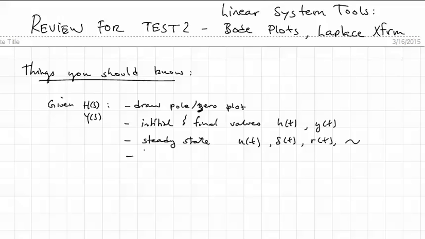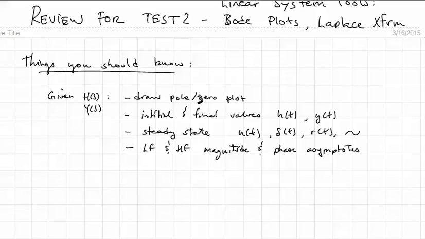You should be able to determine the low frequency and high frequency asymptotes, magnitude and phase asymptotes. This doesn't necessarily mean a particular number, but for instance, if you go to very low frequencies, your transfer function could tend toward a 1 over s. So that would be your asymptotic value.